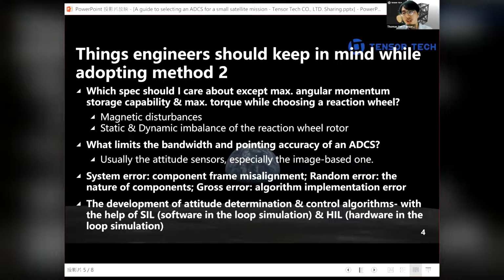And so while you are implementing your own ADCS, there are system errors that quite often occur for these self ADCS builders, because when you are trying to align the different component frames, even if you are using locating pins, the sensor will have some deviation or misalignment during installation. So this causes degradation of your overall performance. And also there is the nature of the components. There are random errors for these attitude sensors.